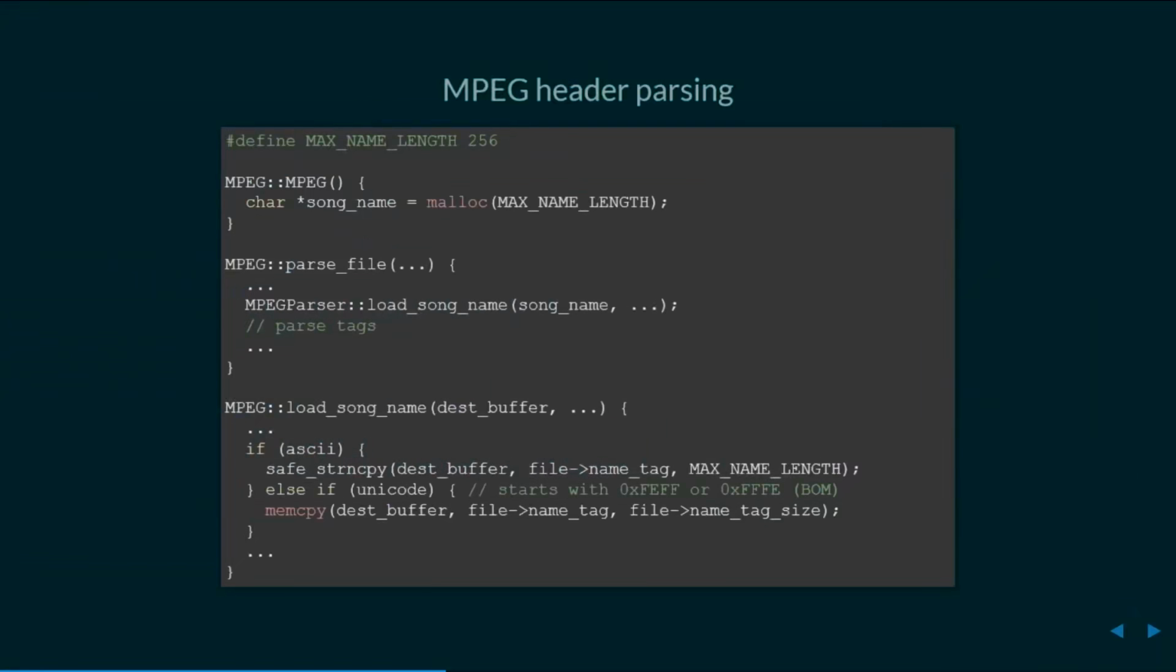So I actually studied MP3 for the whole month. MPEG was the last day. So I looked at it, and they actually malloc a 256-byte buffer for the song name. And then when they go to load it, if they see a Unicode BOM marker, they just memcpy the thing, and that tag size is totally controlled. So, that's it.